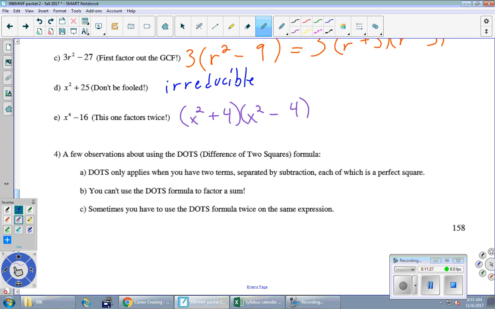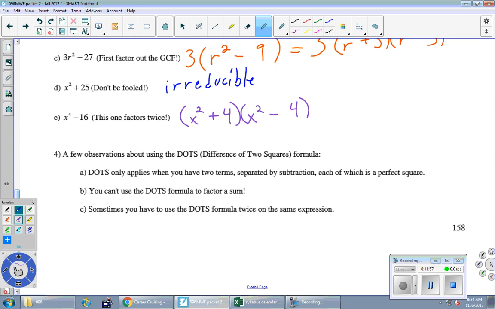Now, oftentimes at this point in the problem, you're done. You just use your difference of two squares formula once and you're finished. But we do have some still somewhat complicated things in the parentheses. So it's our obligation to take a look and see if we can factor the things in the parentheses any farther. So let's look at just the x squared plus 4. I'm going to go through the same pattern. Is it two terms? Yes. Is it a difference? No. So that's the end of the game. It's a sum. We can't do anything with that.